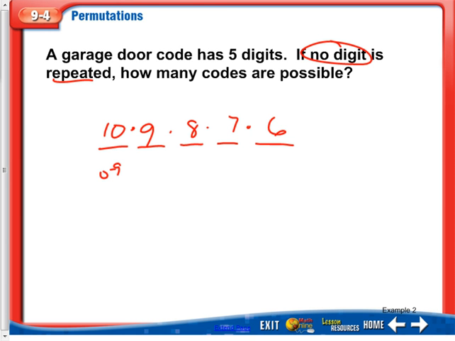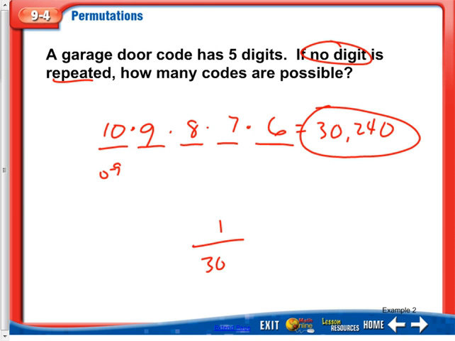10 times 9 times 8 times 7 times 6 equals a pretty big number, 30,240. So there are this many codes possible for a 5-digit garage door code. So what are your chances that you guess someone's code correctly on the first try? Well, that'd be 1 out of 30,240. That would be pretty difficult to guess at random, unless you knew what numbers they used.